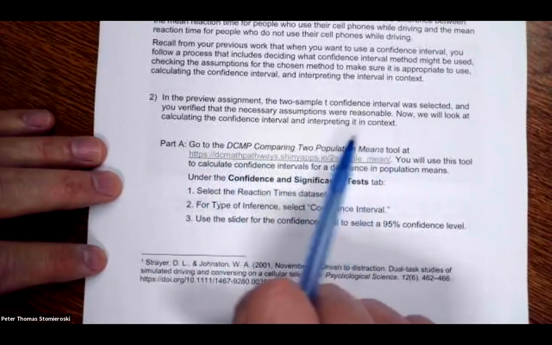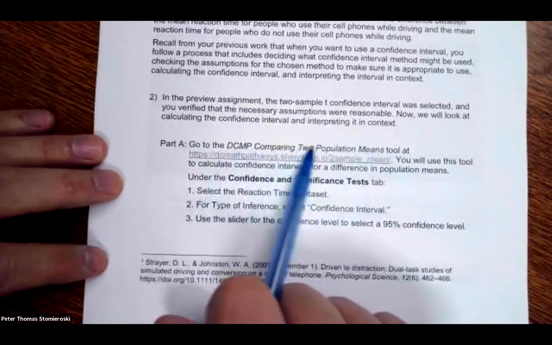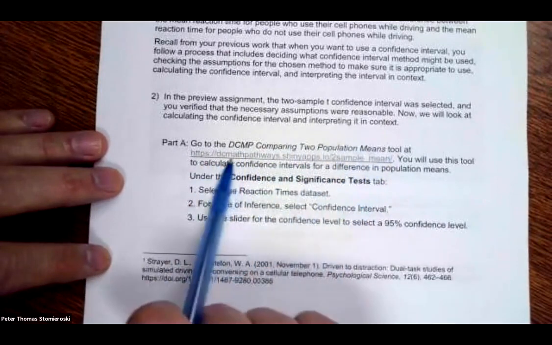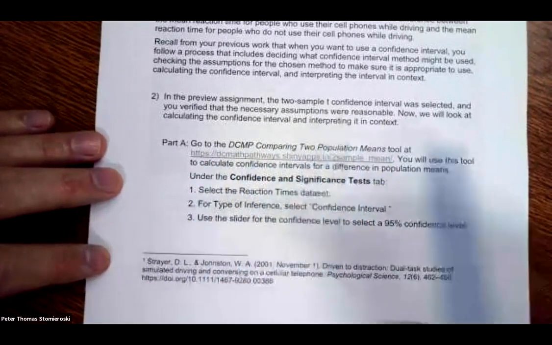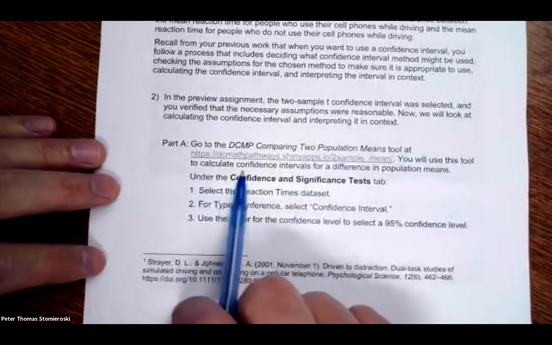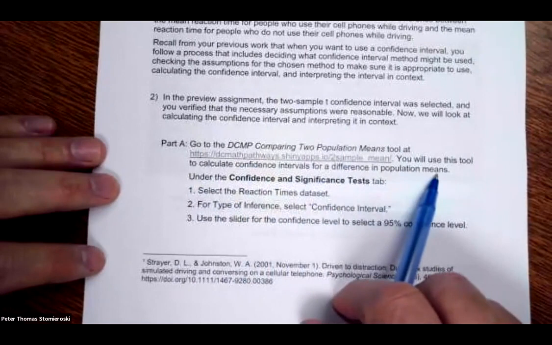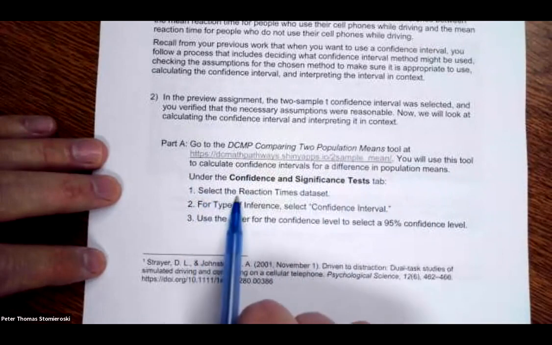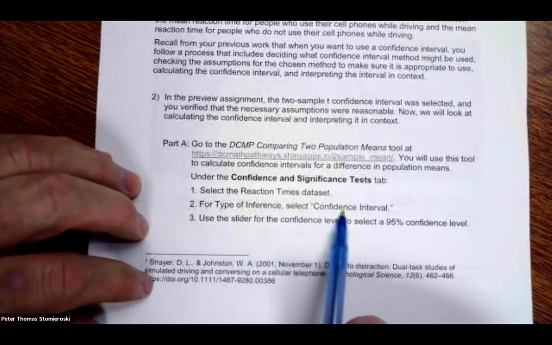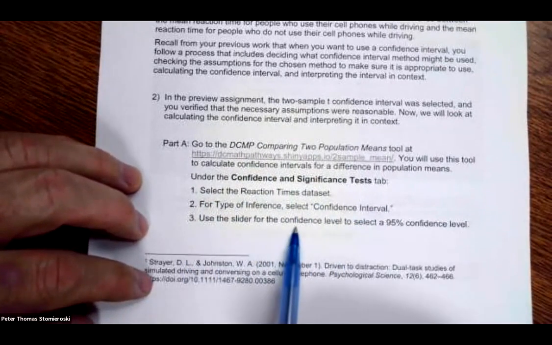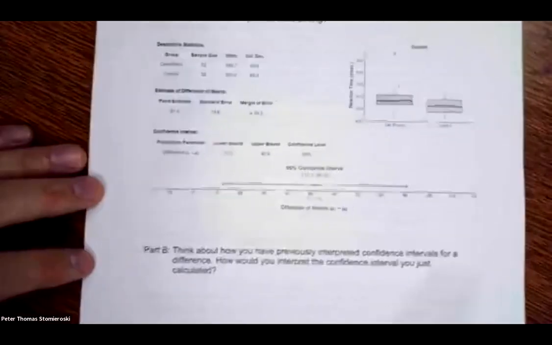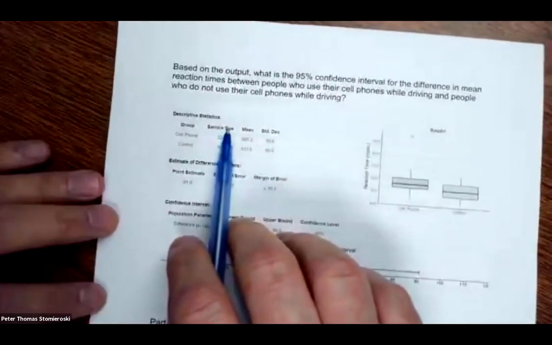this URL. So again, you can either go to the clearinghouse, the data library that has all the apps, and then find this particular Shiny app, or just go directly to the Shiny app using this link. You will use this tool to calculate the confidence interval for a difference in population means. So under the confidence and significance test tab, select reaction times data set. For a type of inference, select confidence interval and use the slider for the confidence level, select the 95% confidence level. Here's the results, but I'll show you on the screen in a second.